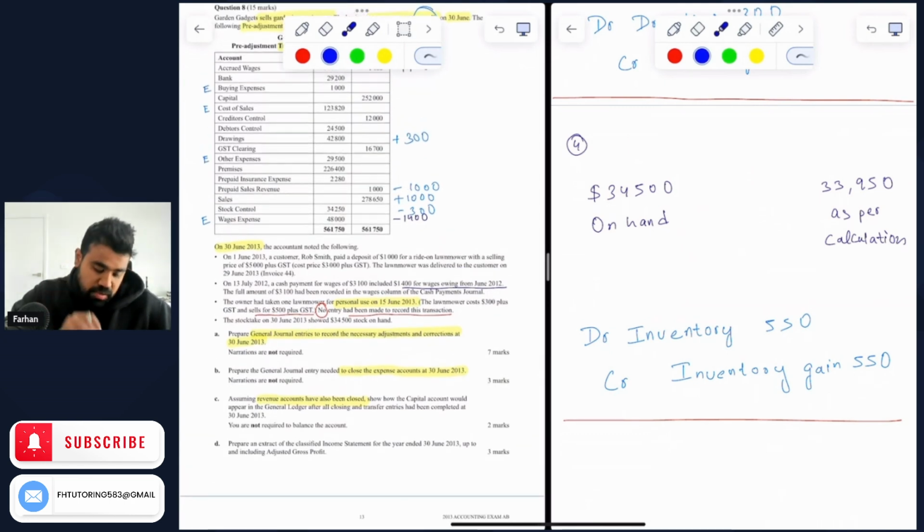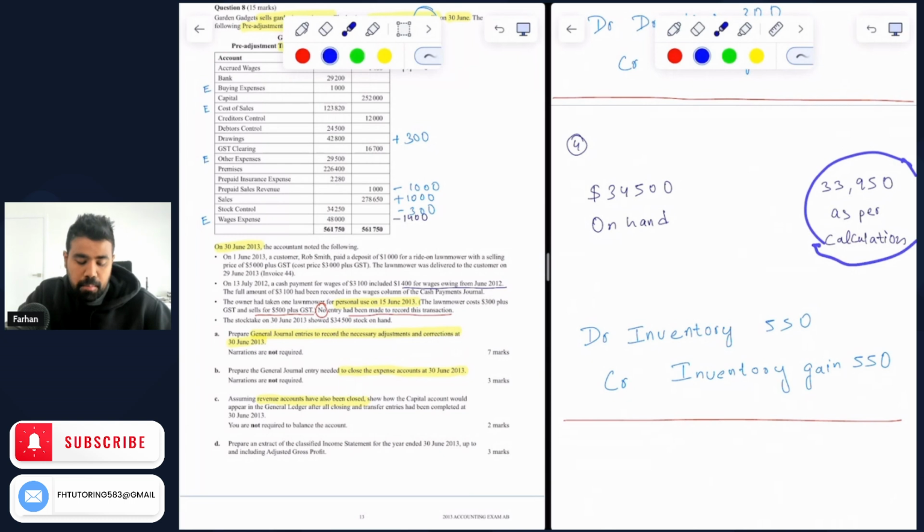Now, based on what we have in terms of calculations from the trial balance, we originally had $34,250 in inventory. And then, based on the previous information, which we adjusted, we are subtracting $300 because of the drawings that we have made. So when you subtract 300 from 34,250, you should get $33,950 as the inventory we should have in the books based on calculations. Okay? So check the workings on the right-hand side of the screen. So 33,950 as per our calculations, but based on a physical count, it's $34,500. So physical count is obviously more logical and correct in this sense.